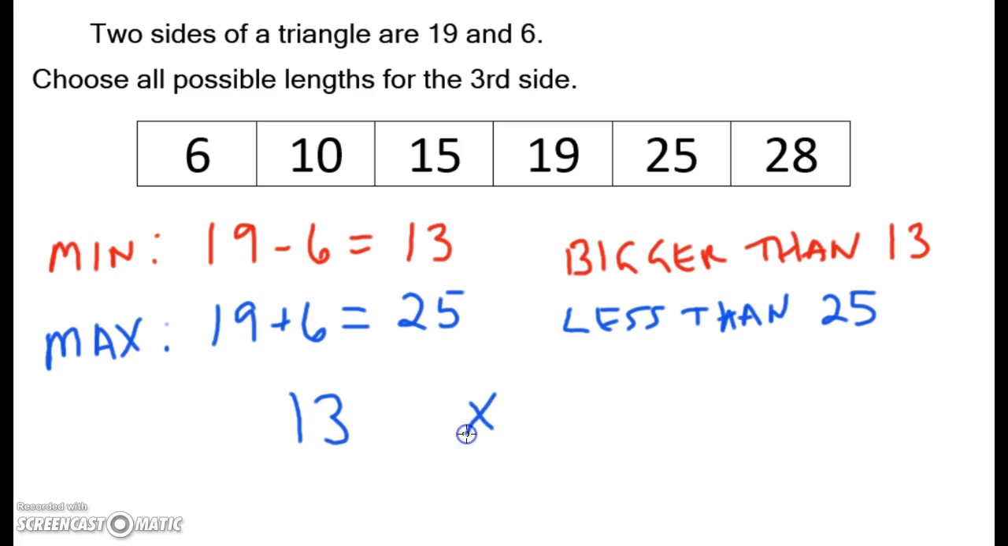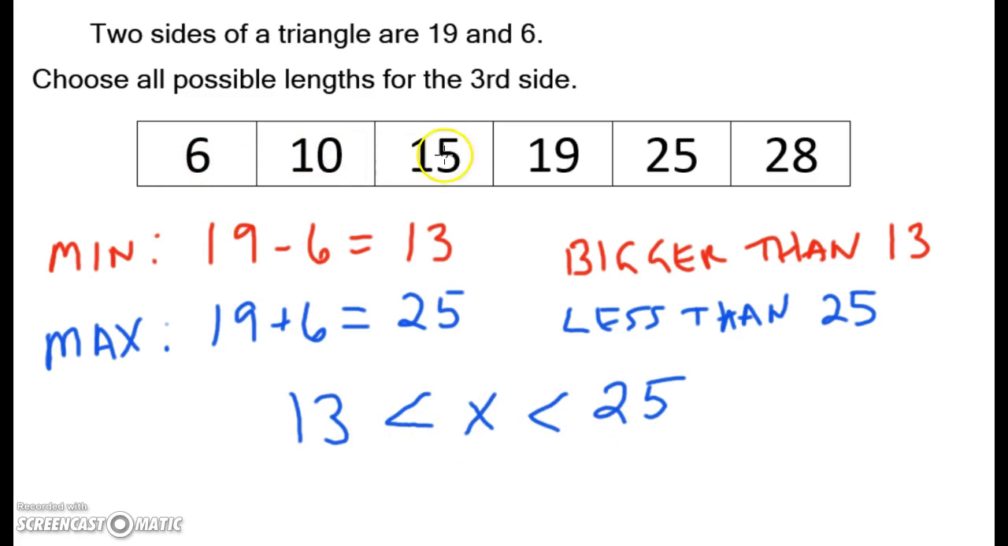13, x, and 25. We know that x needs to be greater than 13. This is an alligator eating the x instead of the 13. And we know that x needs to be smaller than 25. This is the alligator eating the 25 instead of the x. So in other words, x needs to be somewhere in between 13 and 25. It can't equal 13 and it can't equal 25, but it needs to be somewhere in between.